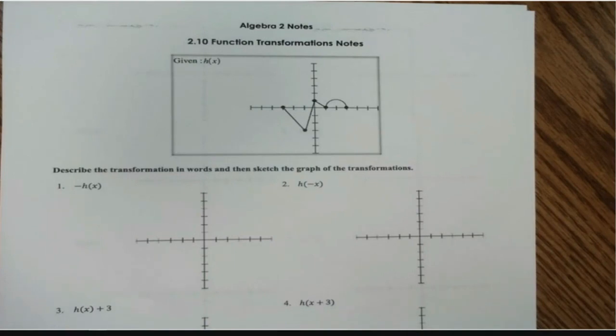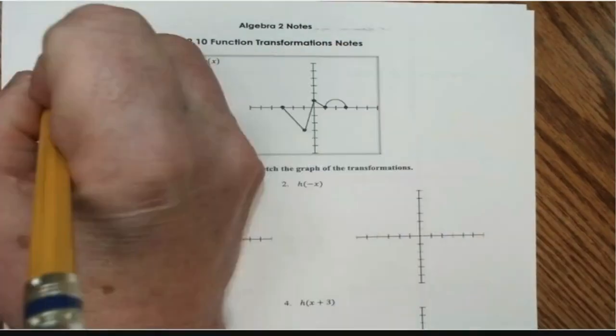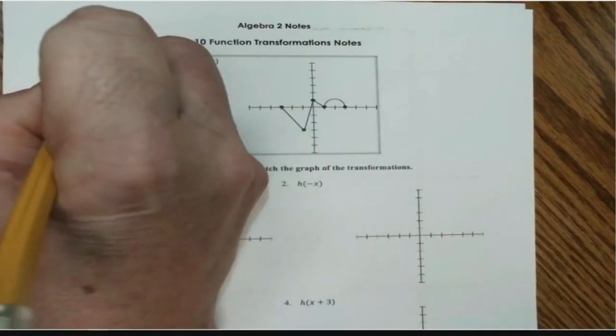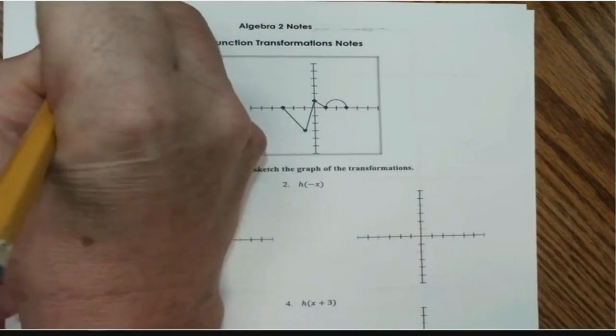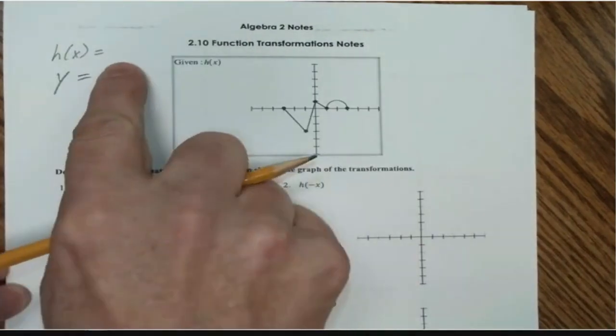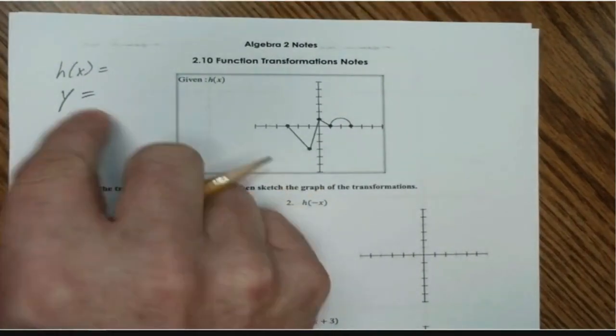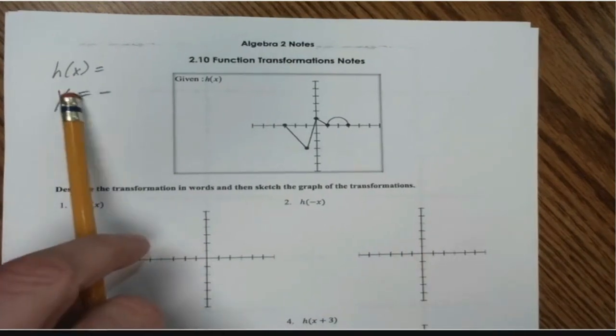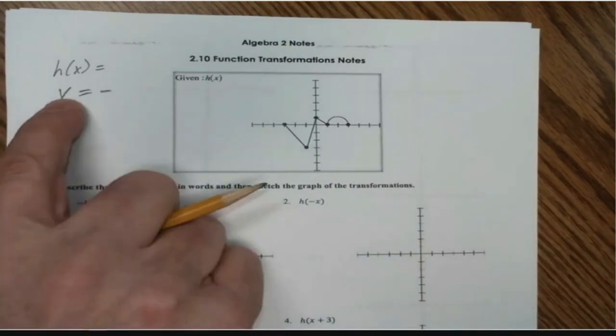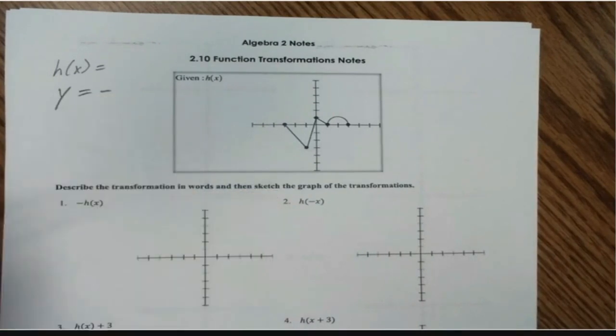So think about this. If we can replace h of x with y equals, so h of x equals something, whatever it equals. And now whatever it was, it's negative of that. So that's going to change what the y value equals. If the y value was 7, it would now be a -7.